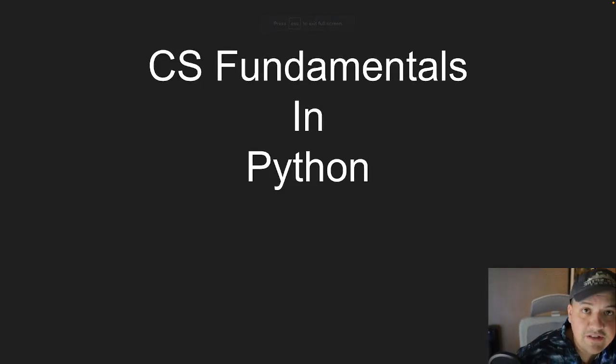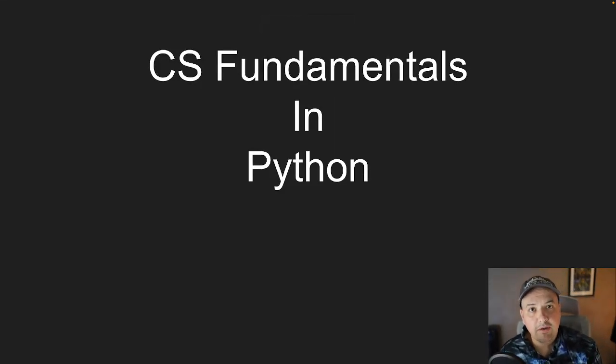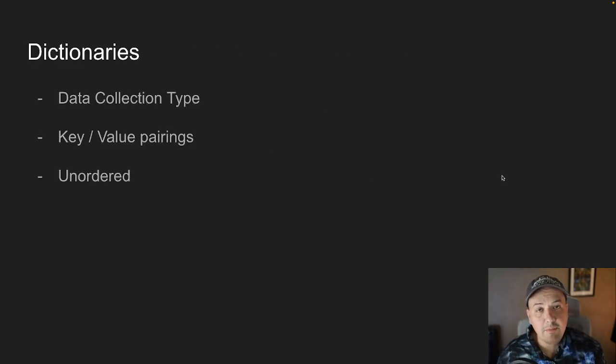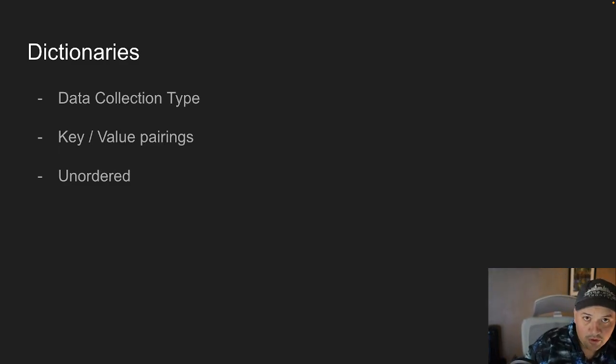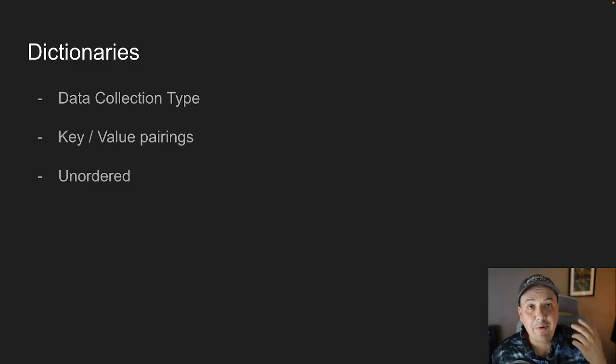Okay, let's talk about dictionaries. So we've already talked about lists, and lists are one type of data collection. Dictionaries are another type of data collection. Now, you'll remember in lists, we were talking about essentially an ordered list where everything had an index. We knew what the zeroth value was, what the first value was, what the second value was, and so forth. And we access that information through their index.